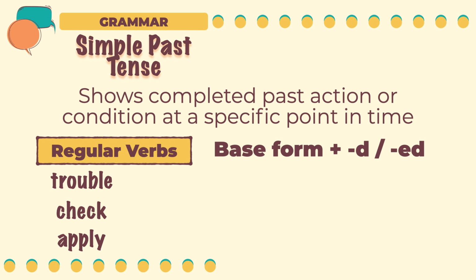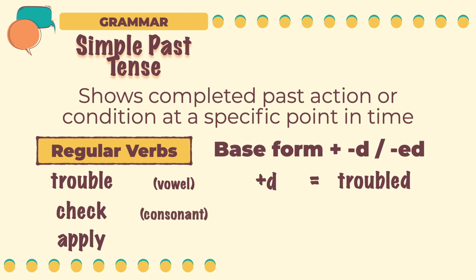The verb trouble ends in E, which is a vowel. In order to form the simple past tense of this verb, we have to add D. Therefore, the past tense of trouble is troubled. The verb check ends in K, a consonant. In order to form the simple past tense of check, we have to add ED: checked.